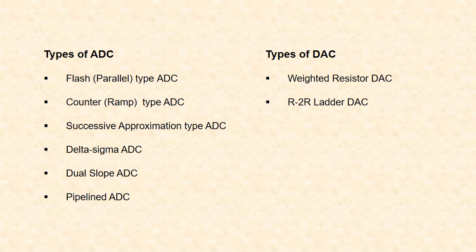Next, the types of digital to analog converters are weight resistor DAC and R to R ladder DAC. We will see about these converters in detail.